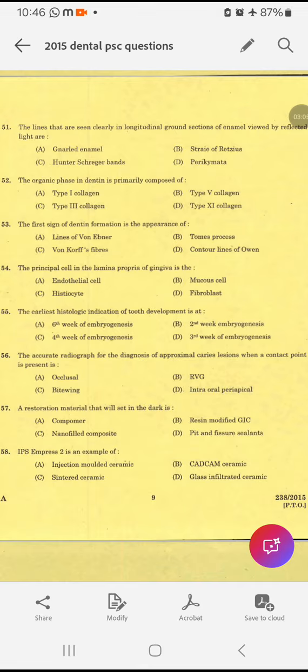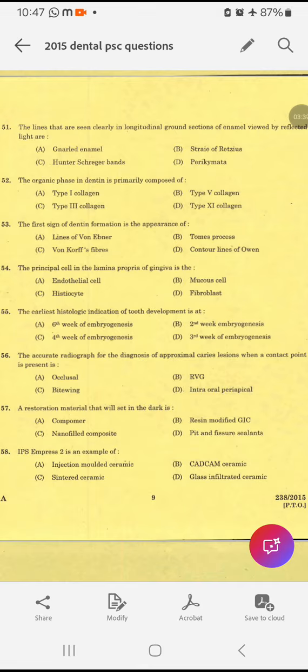Question number 57. A restoration material that will set in the dark is compomer, or resin modified GIC, or nanofilled composite, or pit and fissure sealant. Which restorative material requires darkness? Okay, set in the dark. Option B, resin modified GIC. Okay, 57B, resin modified GIC requires darkness. Okay, it sets in the dark.